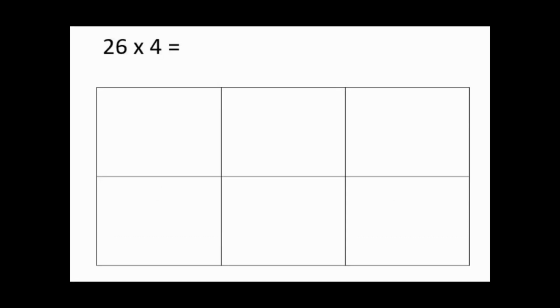Right, let's do one more example together. Well, we're going to, whether you'd like to or not. So the example is 26 times 4. So write the sum and draw your grid. Then partition your numbers. Pause the video to give yourself time to do this.